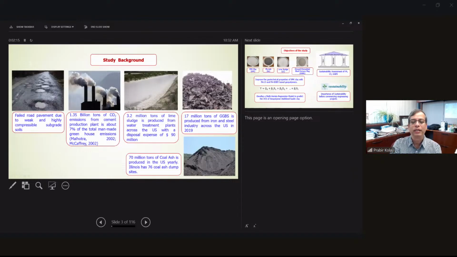Most of the time the road condition is not very good. Even people who are using cement, that produces millions of tons of CO2. And in this particular experiment, we used lime sludge, an industrial byproduct from the water treatment plant. We used GGBS from the steel industry, and we used coal ash from the thermal power plant.